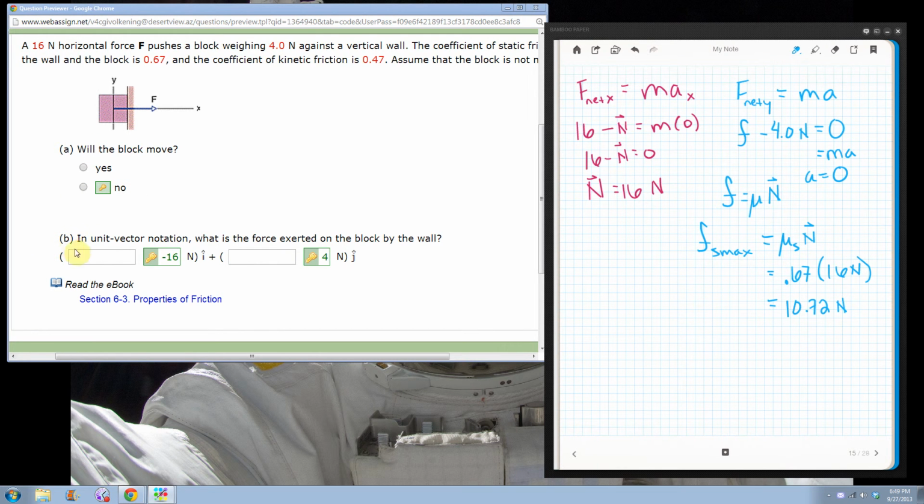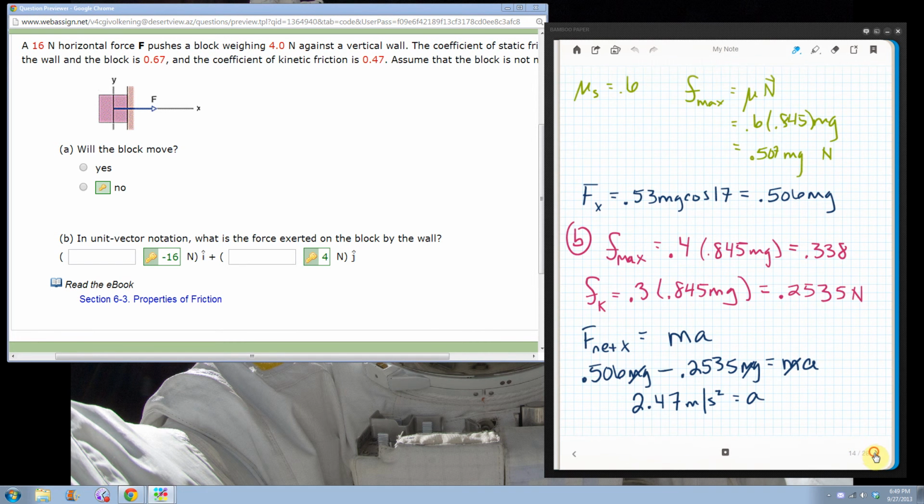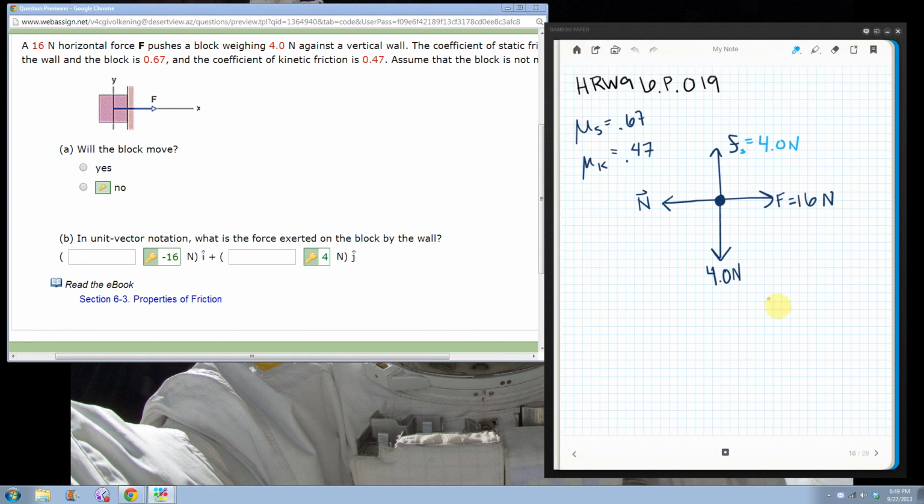Which, will the block move? No. Okay, so now it says, in unit vector notation, what is the force exerted on the block by the wall? Okay, let's go back to that free body diagram. Oops, that's the wrong way. That's the last problem. Here we go. Okay, so the wall, what the wall is doing, let's see. Let's use this tool. I never get to use this tool. Here we go. The wall is doing this force, and it's also creating the friction force. I mean, where does the friction come from? It comes from the wall. So those are the two things being done by the wall.